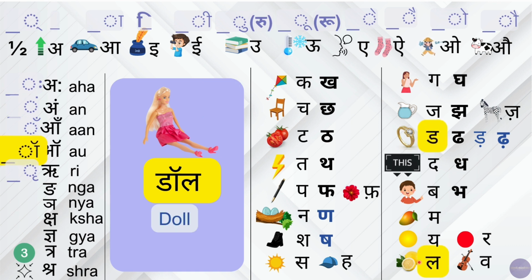Diamond, lemon, l. And when we add symbol aw to d, it becomes daw. So the pronunciation is doll. Next word.